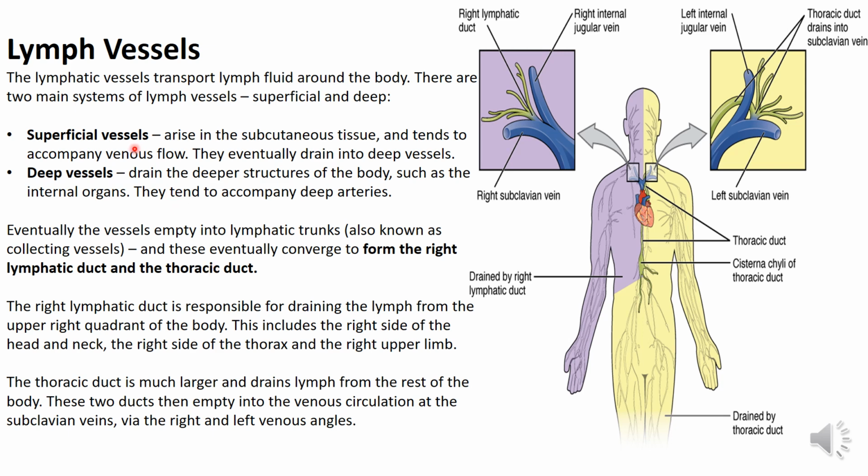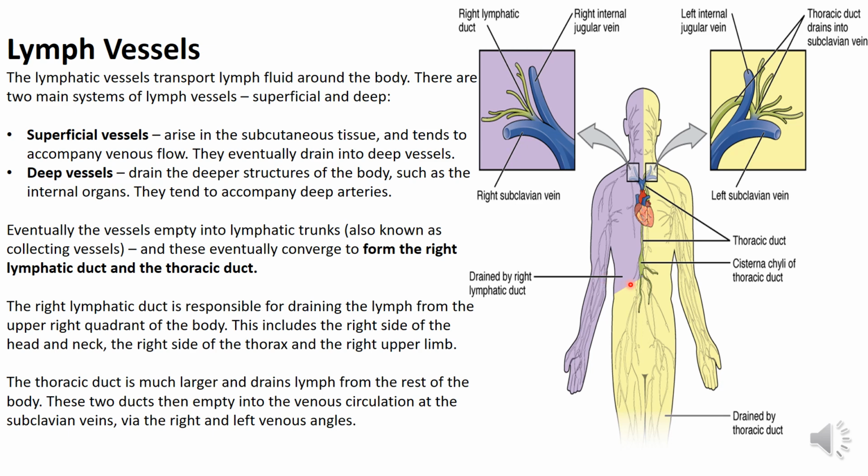So we have superficial vessels that unite with the deep vessels. Deep vessels unite to form lymphatic trunks. Lymphatic trunks converge to form two large ducts called the right lymphatic duct and the thoracic duct. The right lymphatic duct is responsible for draining the lymph from the upper right quadrant of the body. In the picture you can see the part drained by the right lymphatic duct.